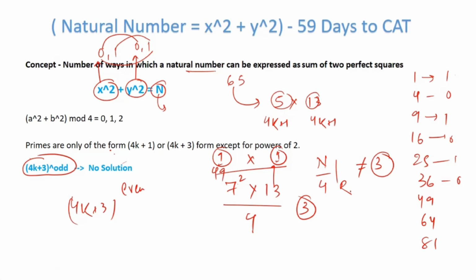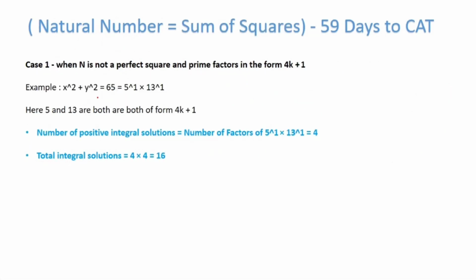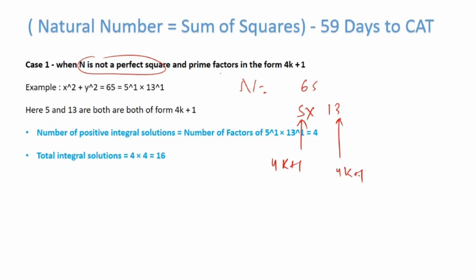Let's take a few cases to understand it better. For example, the first case, when n is not a perfect square and prime factors are in the form 4k plus 1. Let's take the example of 65. 65 can be written as 5 into 13. This prime number is of the form 4k plus 1. This prime number is also of the form 4k plus 1. So we don't have a 4k plus 3 here. So nothing to worry about.